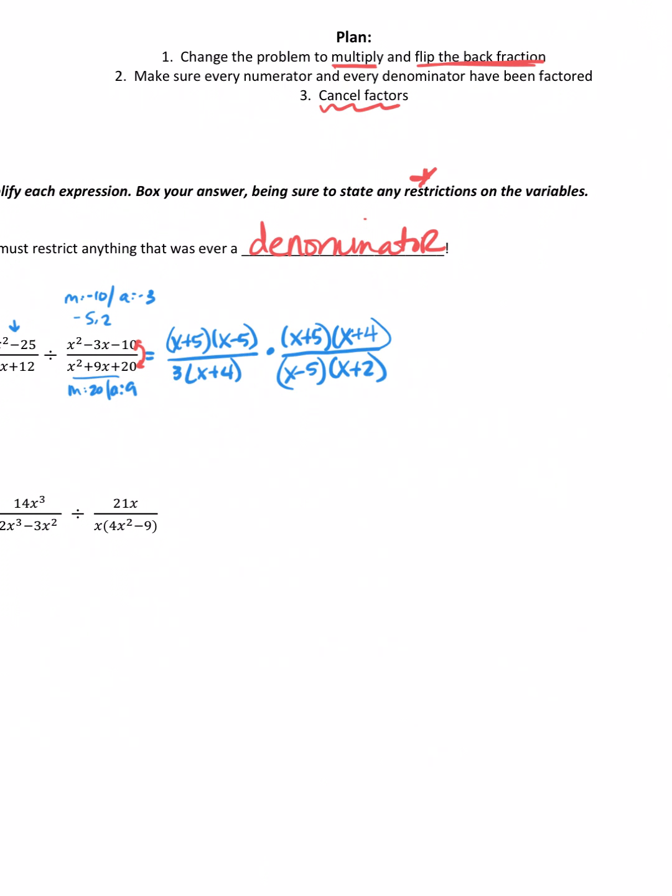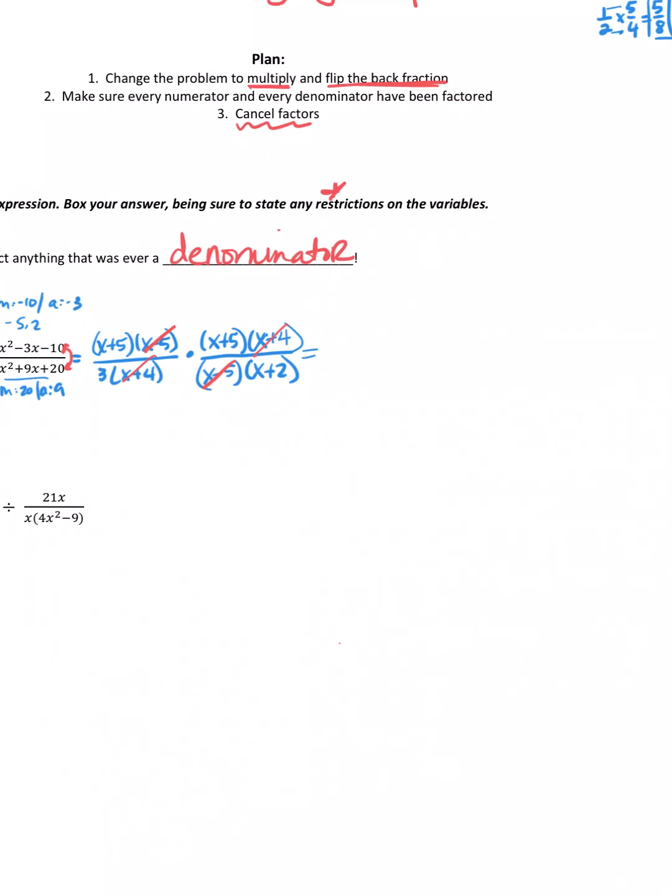Now we can do our canceling. So let's see. x plus 5, I don't have any on the bottom. x minus 5 will cancel. x plus 4s will cancel out. And then I can put it all together and see what's left. So notice I have an x plus 5 and an x plus 5. So I can combine that like this: x plus 5 squared. In the denominator, I'll have 3 times x plus 2 left over.